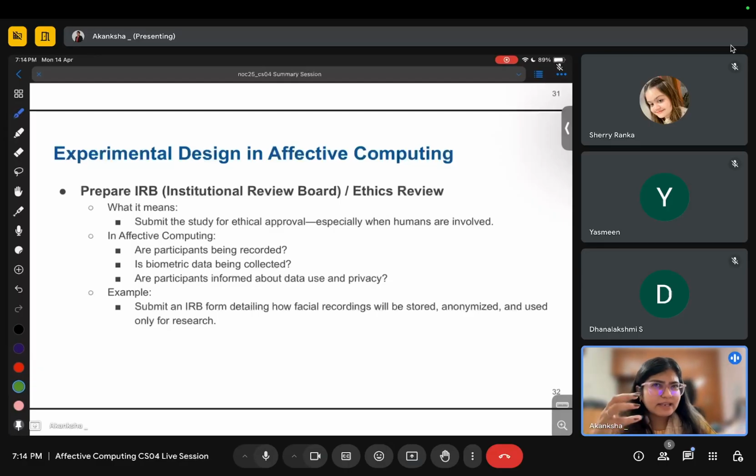If they feel there is some kind of loophole in your experiment, that you are capturing the data and selling it onward somewhere, or you are not taking care and data is leaking from somewhere, that means you are not handling your data well. So you need to tell them everything.